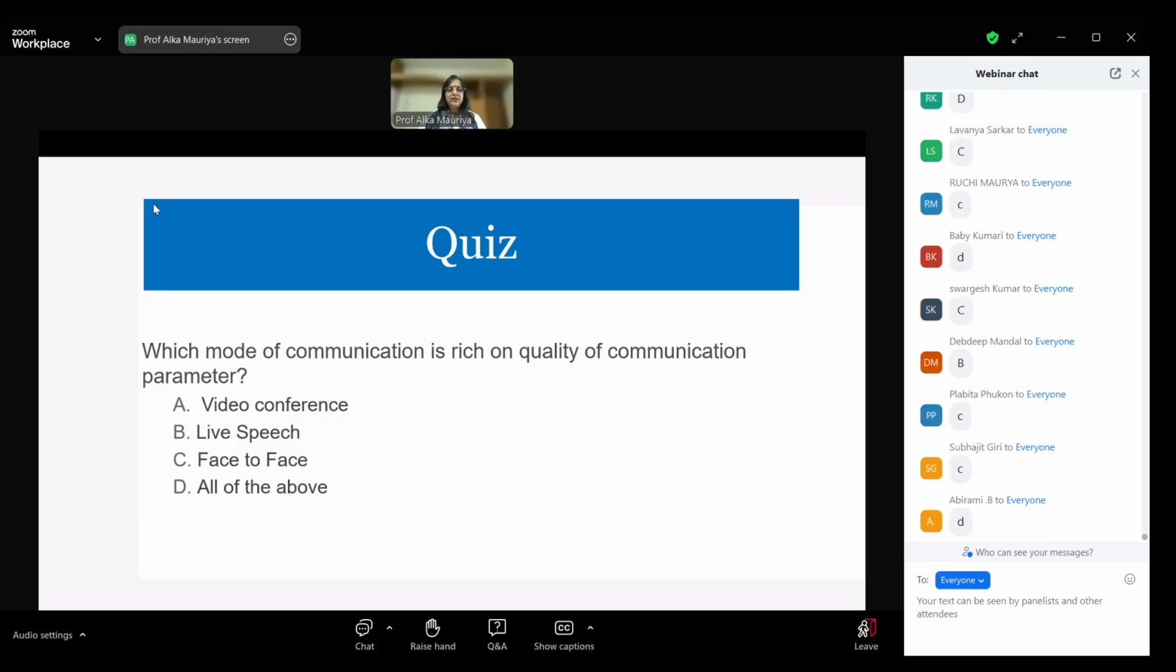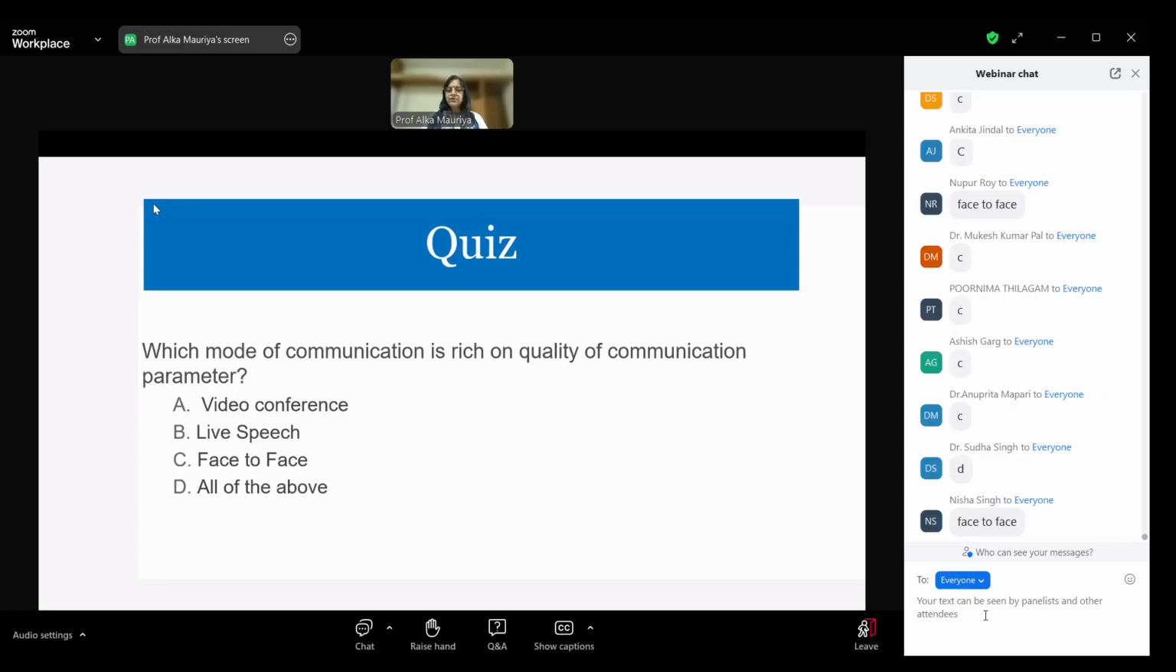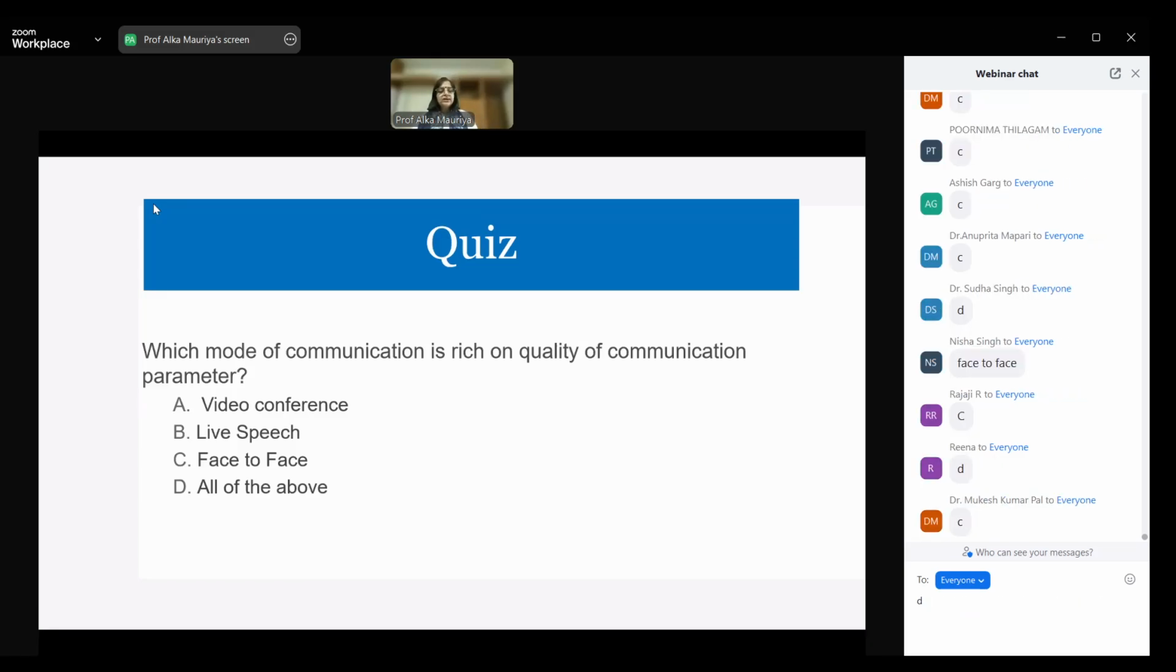Could someone wrote B? Live speech is just one-way communication, wherein a good example is politicians giving a speech during a rally and so on. So C, face-to-face communication is always considered to be the best mode of communication. Good, good, good. So I'm glad that all of you are attentive even after a post-lunch session. Good.